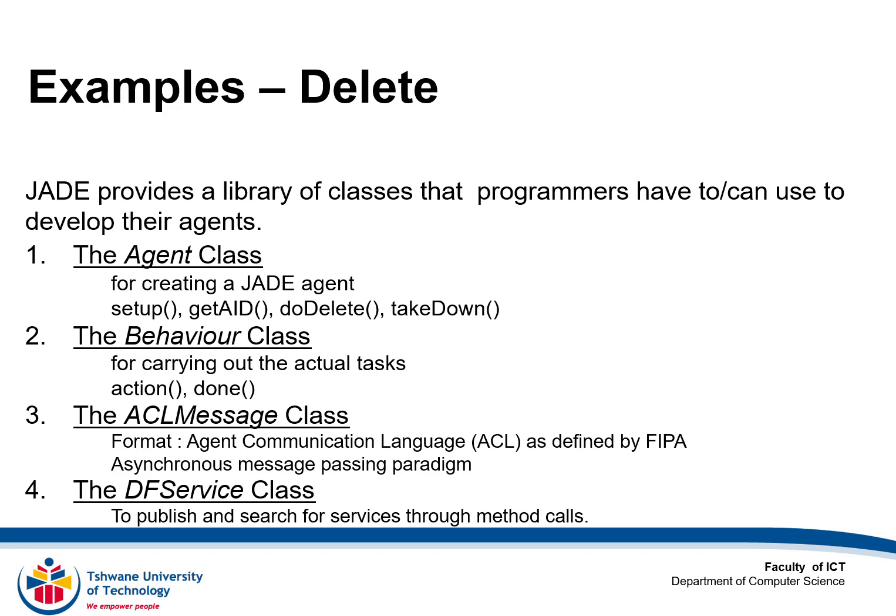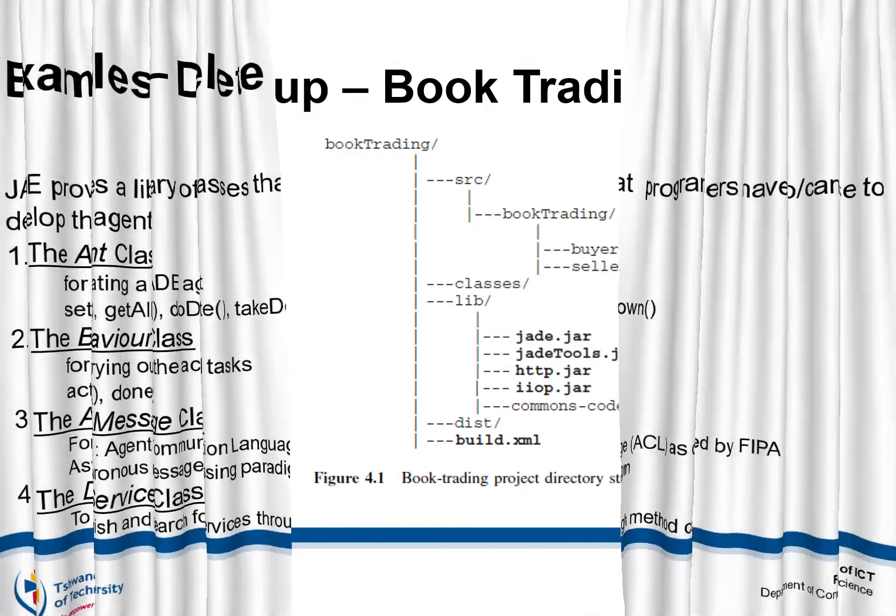So if you want to think of the DF service, just by way of reminder, this is your yellow pages of agents. The DF service will give you details on agents in terms of what the agents are called, what they do, etc. Almost like you would have with a traditional yellow pages service.